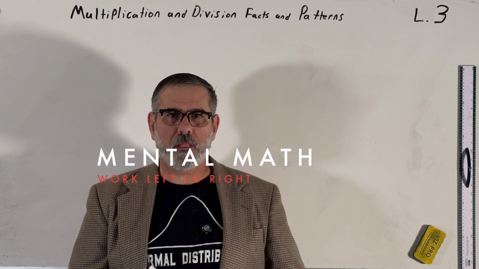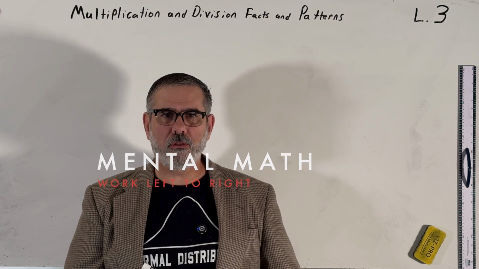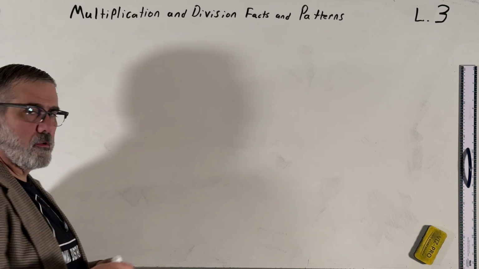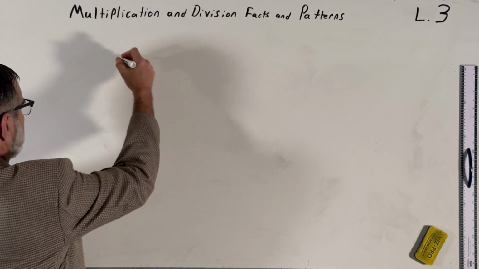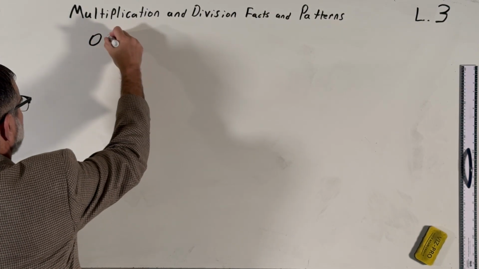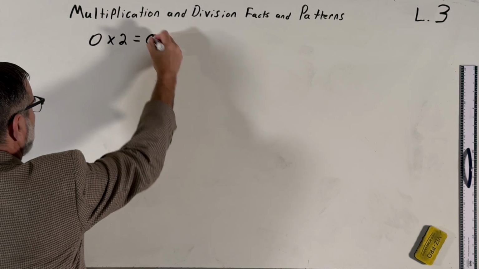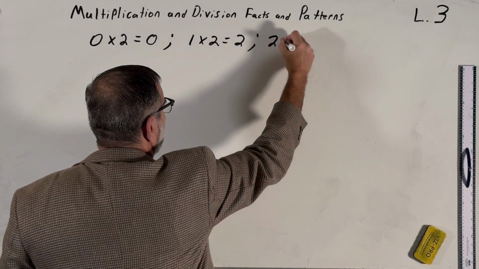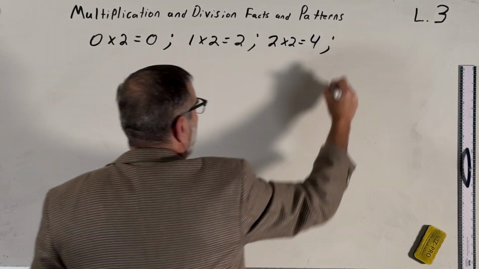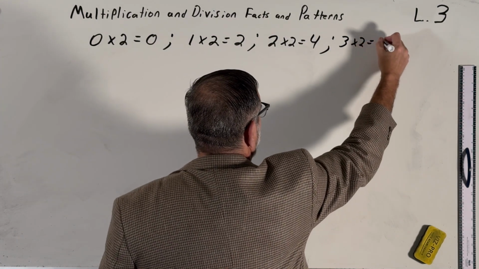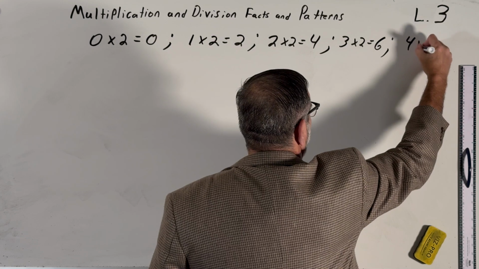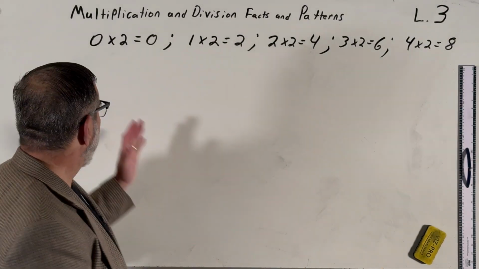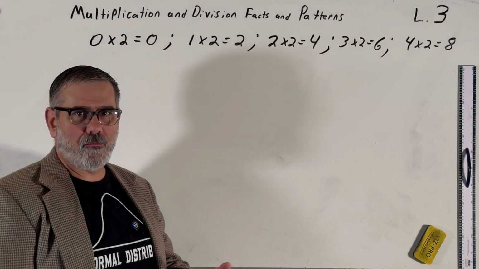But there are a few multiplication facts that you need to commit to memory before proceeding for multiplying by 2, also known as doubling. So let me write down these facts. The first fact is 0 times 2 is equal to 0. 1 times 2 is equal to 2. 2 times 2 is equal to 4. 3 times 2 is equal to 6. And 4 times 2 is equal to 8. Now, that gets us up 0 to 4. What about 5, 6, 7, 8, and 9?